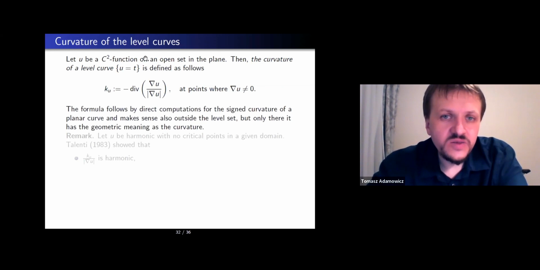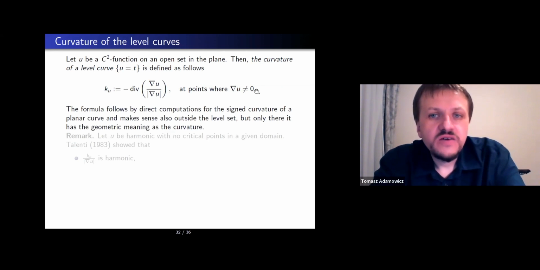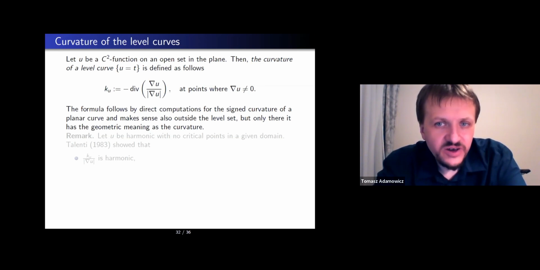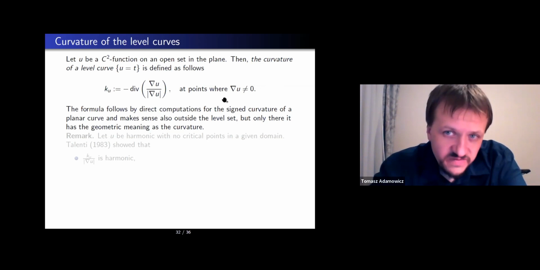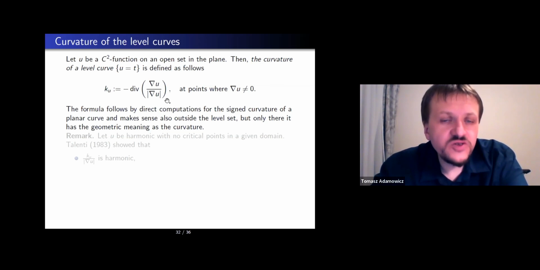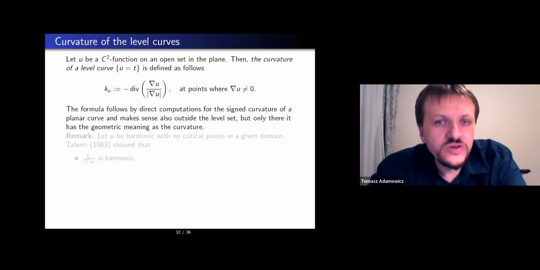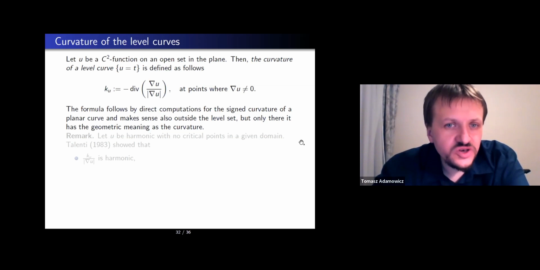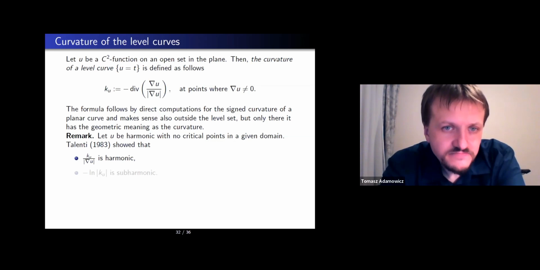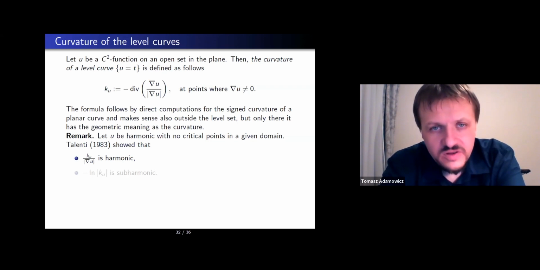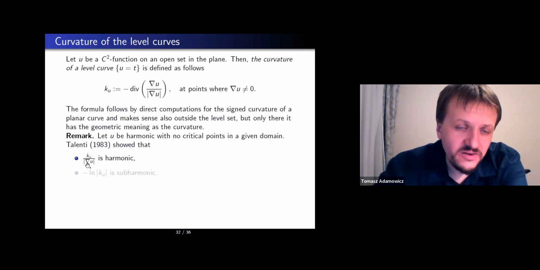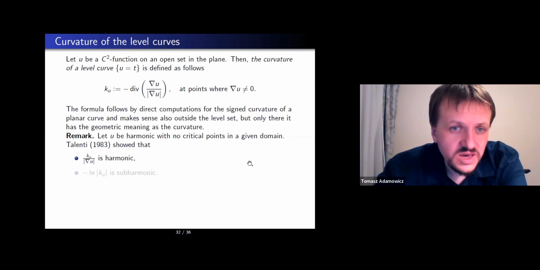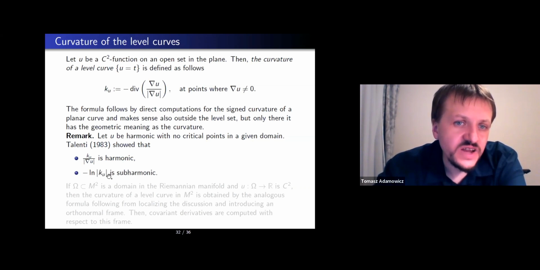This formula can be found by direct computations for the signed curvature of a planar curve. Also notice that it perfectly makes sense outside of the level curve, as long as the gradient is non-zero, but it has the geometric meaning as a curvature only on the curve. Such an expression was studied, for example, by Talenti, who proved that if u is a harmonic function with no critical points in a given domain, then the normalized curvature of a level curve is a harmonic function. And also minus logarithm of the absolute value of this curvature is subharmonic.